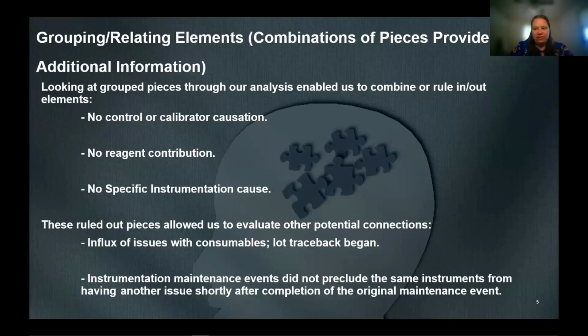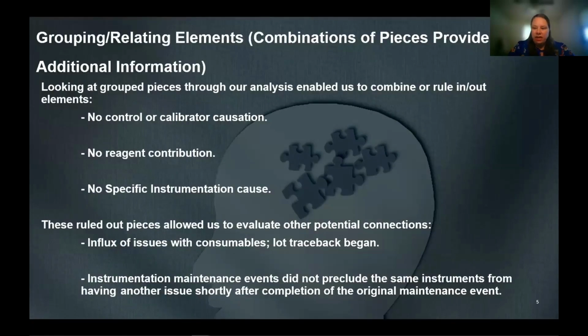Reagent information showed us that there were no changes to the specific reagents that a single site was using, and we were seeing the issue at 2 sites that were using different sets of reagents. Once we got to that point, how we ruled out instrumentation was showing discernible patterns.